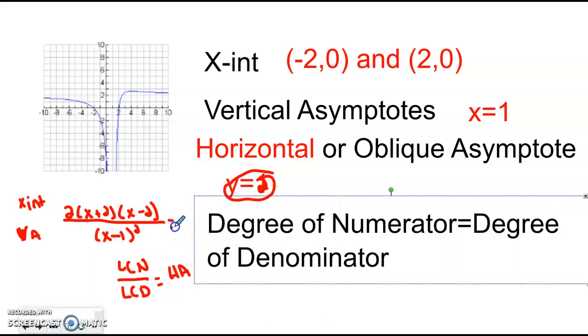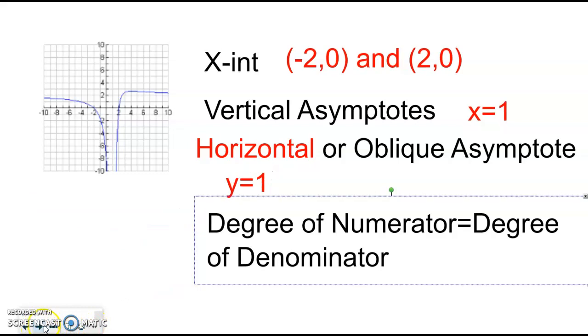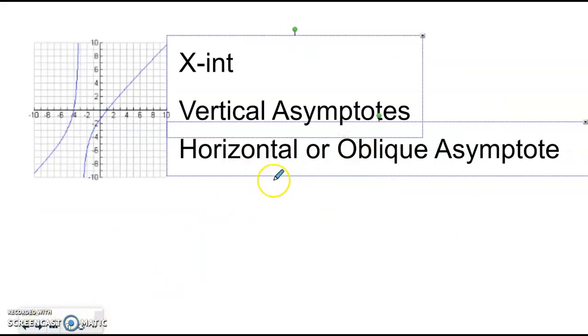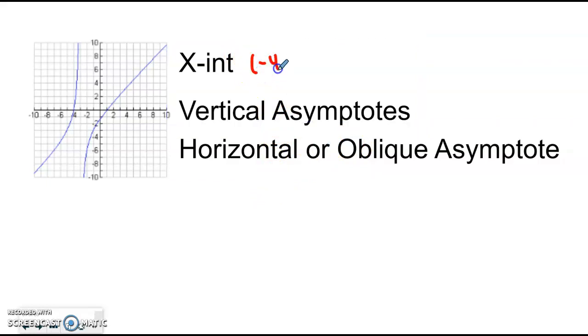Okay, so this is your next function. F of x equals that. All right, so let's look at this next example. Does this have x-intercepts? Yes, it has 2 of them. It does have one at negative 4, 0, and then it also has one at 1, 0.